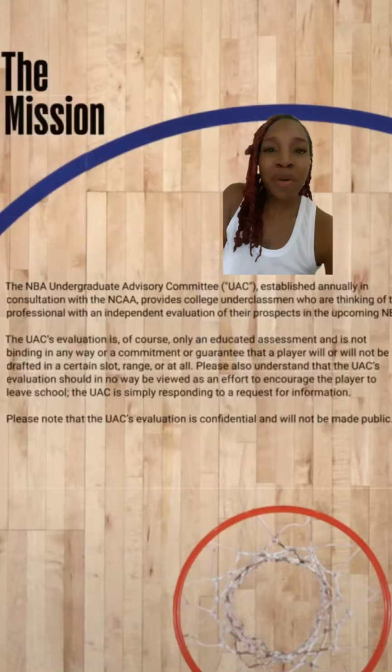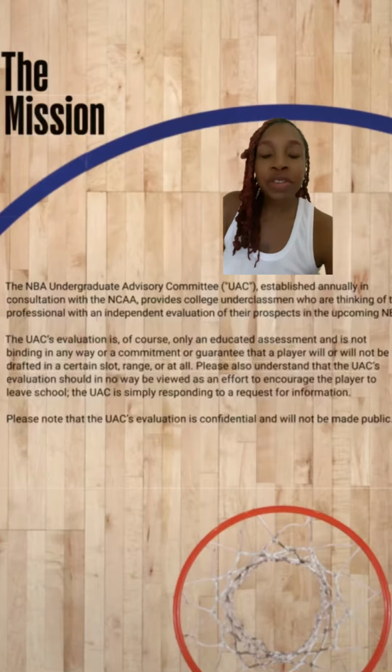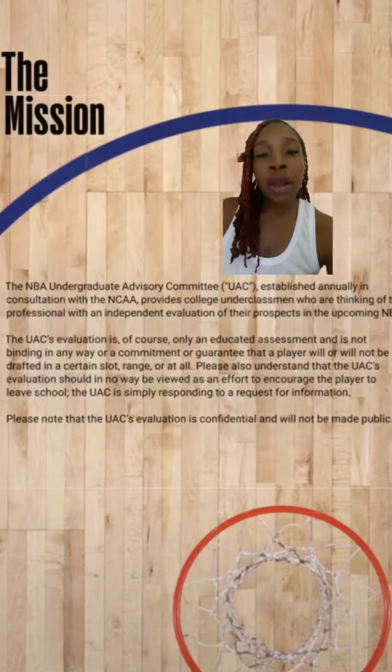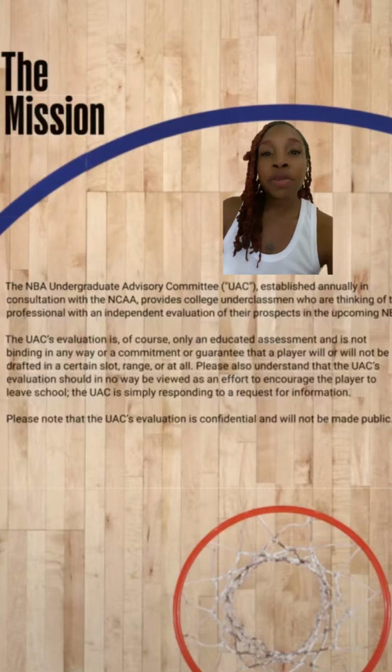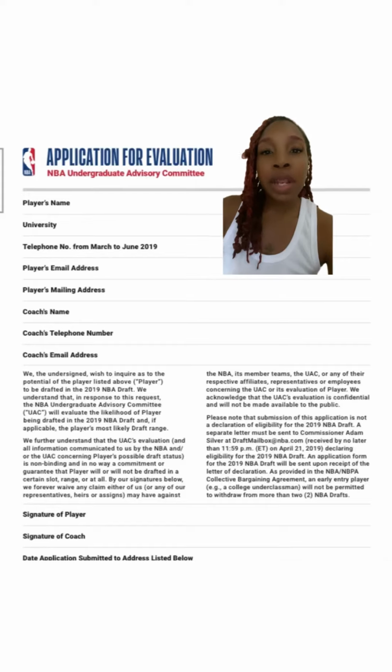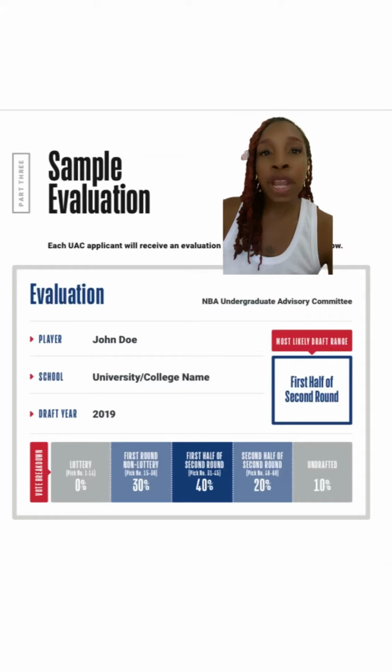Okay, so we're going to talk about what is the UAC committee. What is that? What is the UAC evaluation? So the undergraduate advisory committee is a group of people that give an evaluation to college basketball players that want to enter the draft process, that want to test the waters. What happens is you submit a request for an evaluation, and they give you back a kind of a range, like, hey, you may be drafted in the first half of the first round. You may be drafted in the late half of the second round.